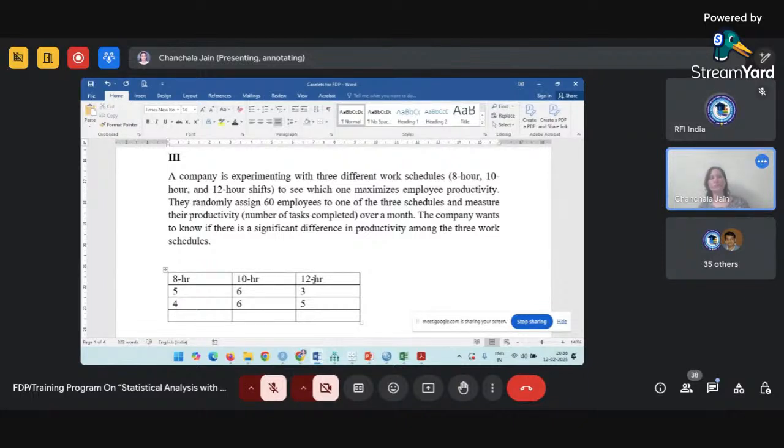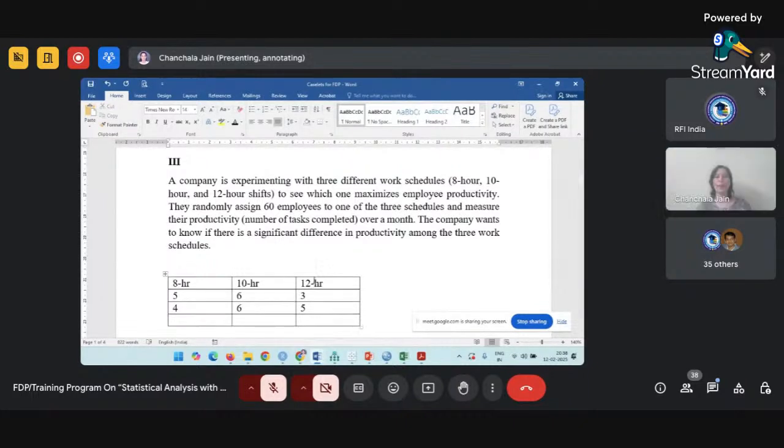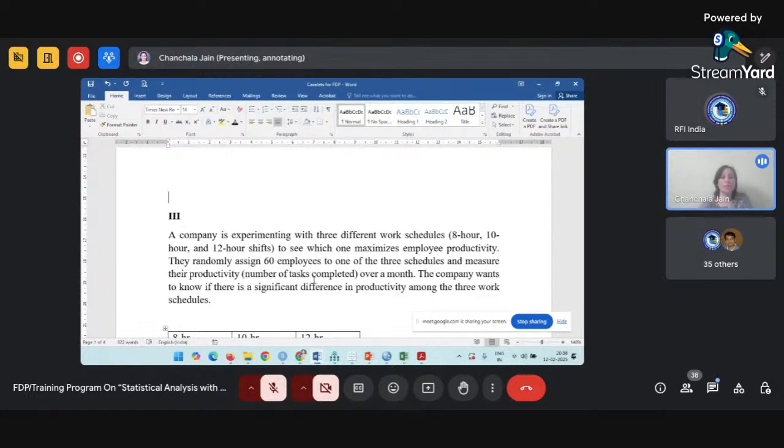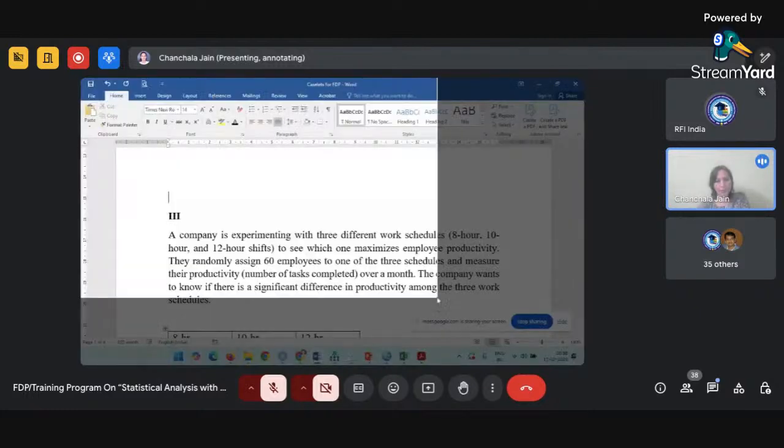Apart from that, we have seen the parametric tests, like the t-test, ANOVA, correlation and regression. And we have seen the conceptual aspect of all the tests, and also how you can apply them using Excel and how you can interpret the output. So this is what I tried to explain during this FDP.